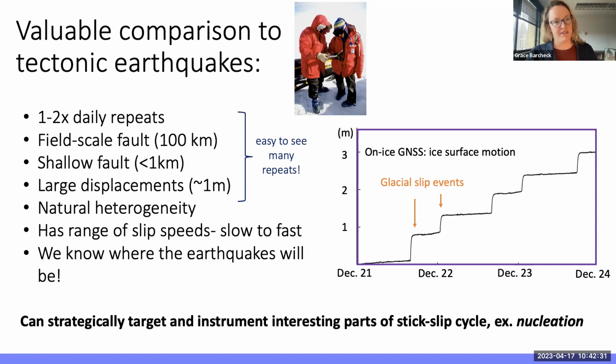The fault itself is field scale. It's 100 kilometers across. It's not like we've shrunk it down and put it in our labs. We can look at it. And the glacier is about 1 kilometer thick or so, so it's relatively thin, and the displacements are pretty large. It moves tens of centimeters to a meter every time there's a slip event. That makes the different parts of the slip event quite easy to see with just simple GNSS instruments. You don't have to do anything really sophisticated to see slip move through space during one of these events.